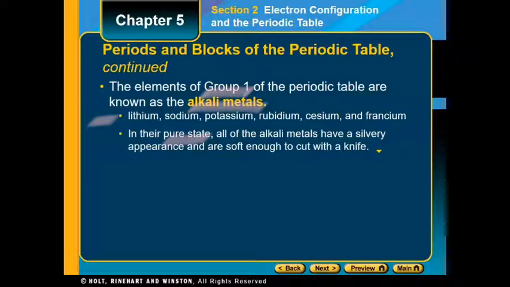In their pure state, all of the alkali metals have a silvery appearance and are soft enough to be cut with a knife. We're also going to look at a video right now of their reactivity. So as you move down group 1, we're going to look at lithium through cesium. We're not going to look at francium in the video because francium is radioactive, but lithium through cesium, all of them. As you move down the group, they become more reactive.